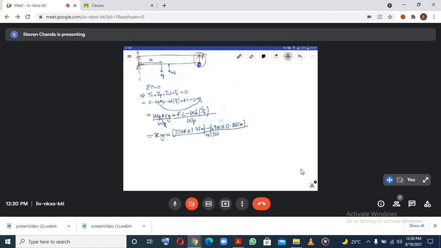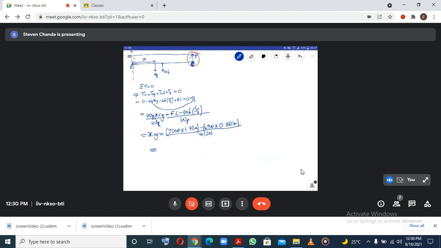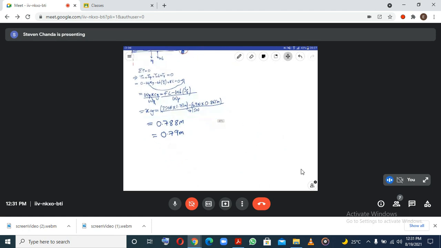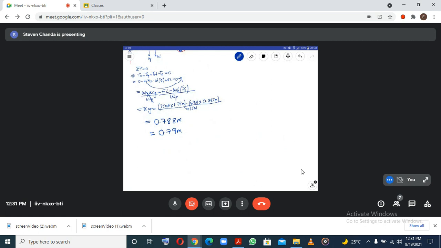So once you do this, you're going to get your value, which is going to be 0.78 meters. Okay, so if you want, you can say 0.9 meters. So now, since the question was given in centimeters, here you may want to convert. So converting this, it's going to be multiplied by 100. So 79 centimeters, which is going to be the x coordinate of your center of gravity.